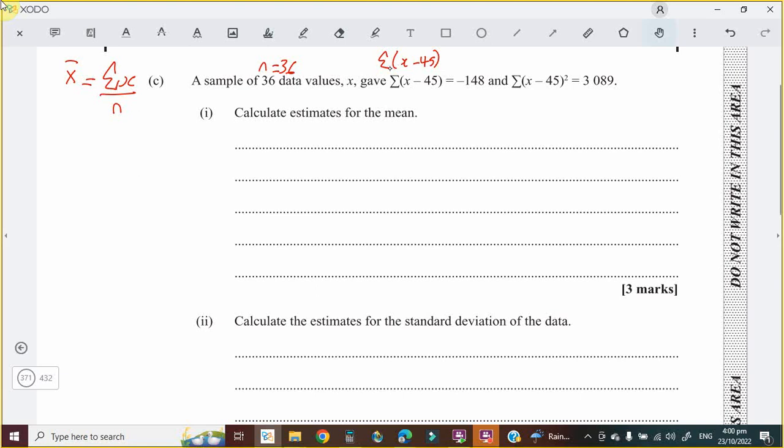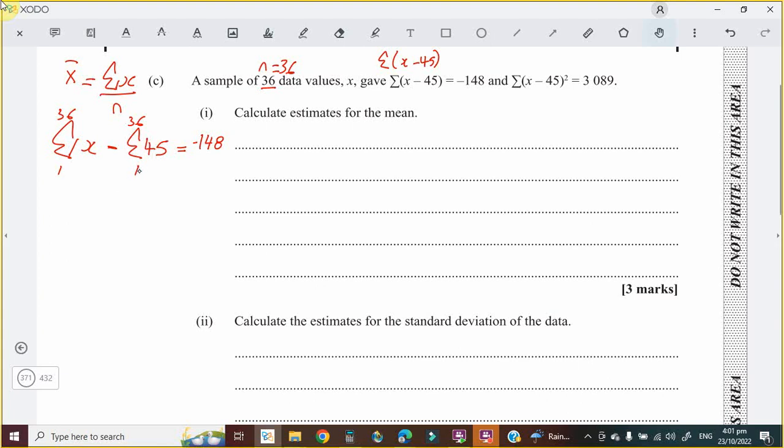Alright, so gentlemen, see it here, it comes back again. The sum of x minus 45 is the same as the sum of x minus the sum of 45, and that is negative 148. But gentlemen, remember n is 36. So remember this is 36 data values. If you add 45, 36 times, what you gonna get?